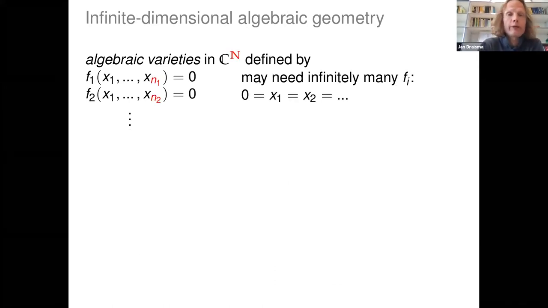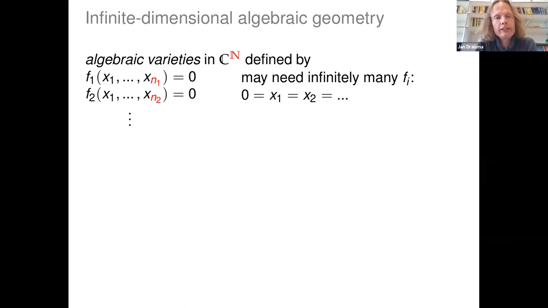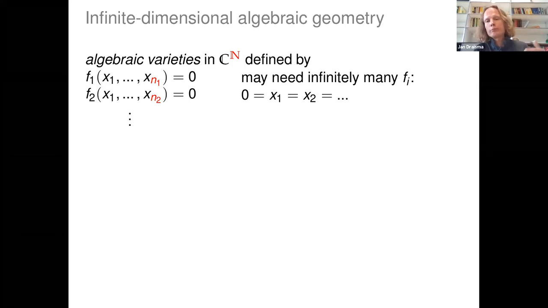Okay, so in infinite dimensional algebraic geometry, we study algebraic varieties in C^N, the natural numbers. So now there are countably many coordinates, defined as before by polynomial equations. f1 is zero, f2 is zero, and so on. Except that now the variables that appear in the first equation may not be identical to the variables appearing in the second equation, and so on. So the first equation might be in 10 variables, the second equation in 100 variables, and so on. So this number of variables may increase with the system of equations. But each of these single equations are just polynomials rather than, say, infinite series or something.